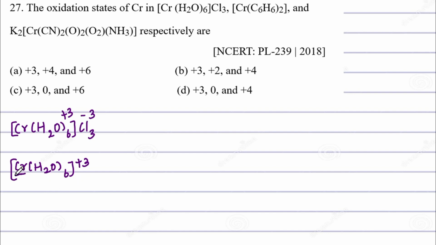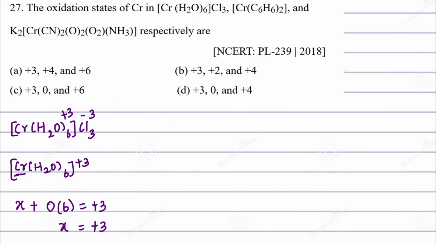Now let us find the oxidation state of chromium. For the unknown element, the oxidation state is X, plus H2O is given. Water molecule is a neutral ligand. So for the neutral ligand, the charge is 0 into 6 ligands are given. So everything equal to +3. So the value of X is +3.